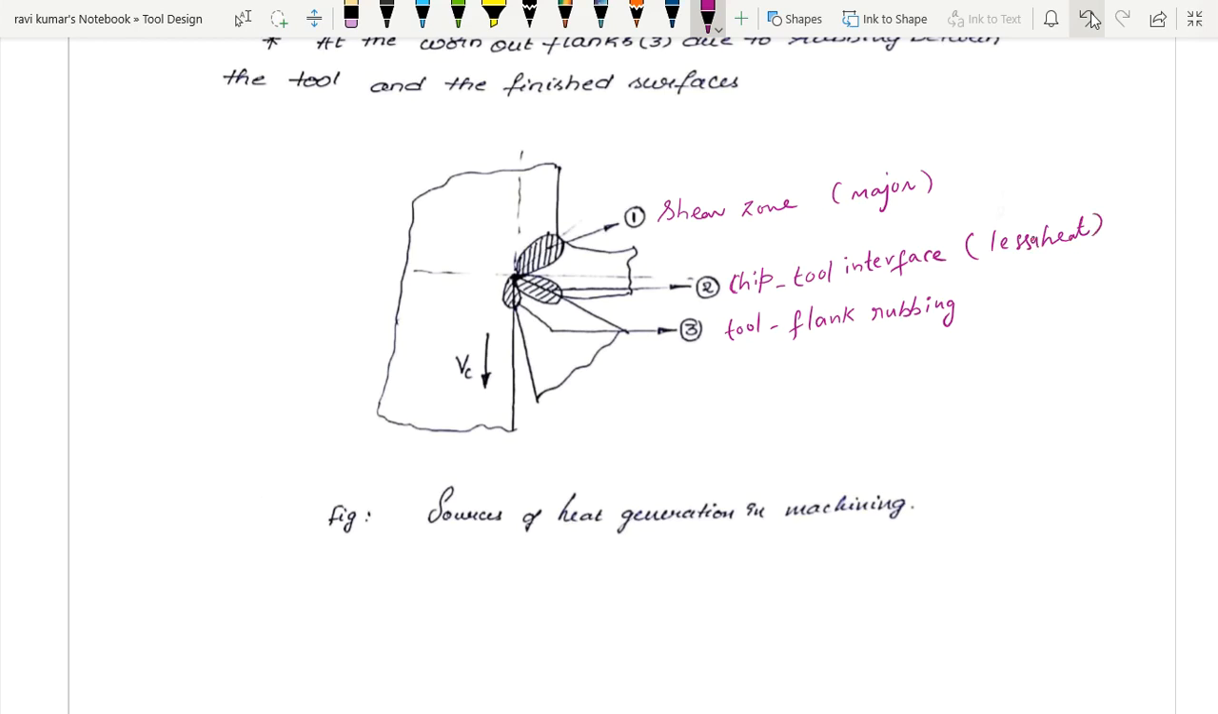Less, lesser. Okay. So here still some more amount of heat is added, right? So these are the three sources. So three sources of heat generation. If the tool is perfectly sharp, the amount of tool flank rubbing is going to be minimum, and there is going to be almost zero heat generation at the tool flank rubbing region.